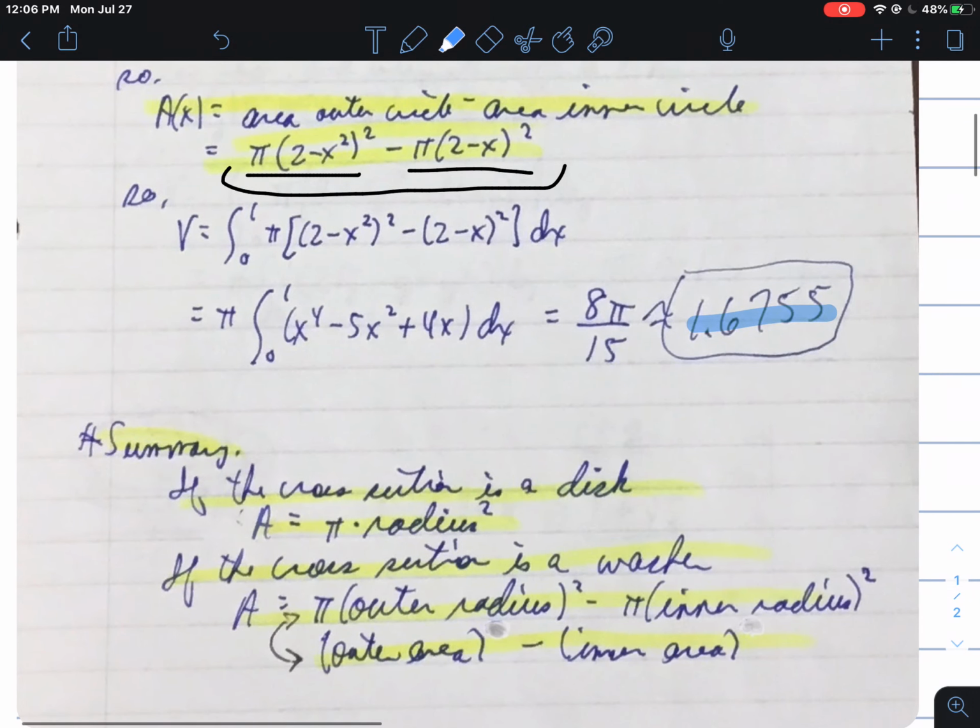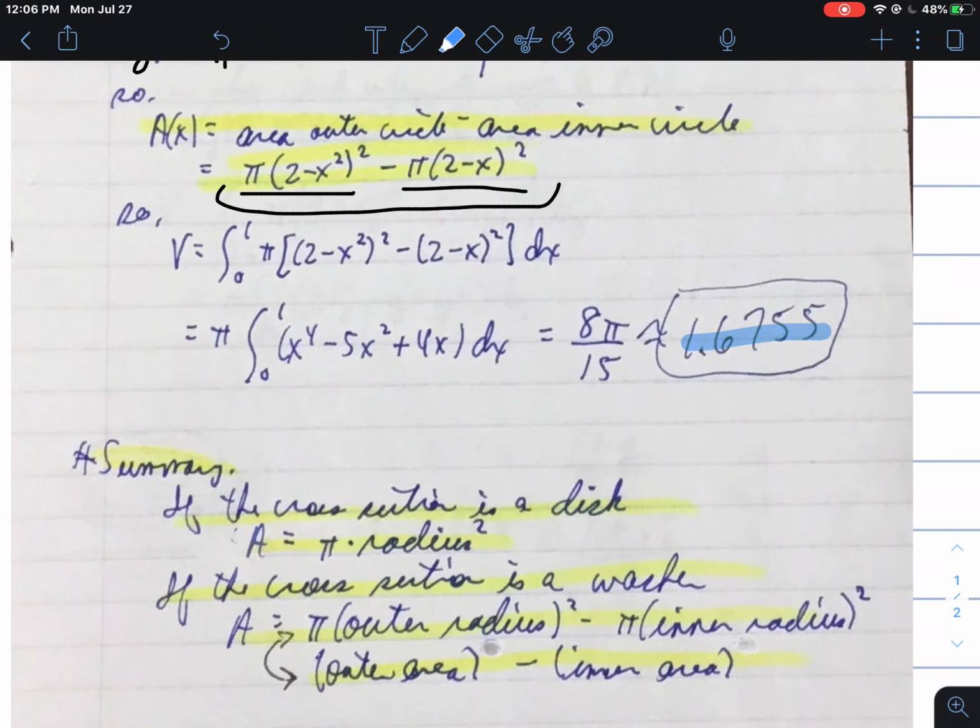Just a quick little summary of the two different processes, discs versus washers, right? If the cross section is a disc, then the area is simply pi times the radius squared. And if the cross section is a washer, which means we've defined our region by two curves instead of one, then the area is the outer area minus the inner area, or pi times the outer radius squared minus pi times the inner radius squared. Or you could even factor out the pi and say pi times outer radius squared minus inner radius squared. Right? Either way you want to do that.